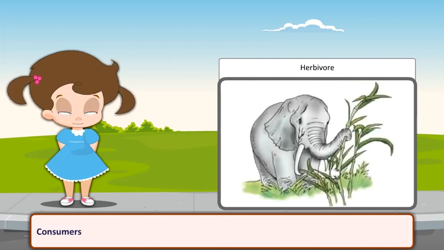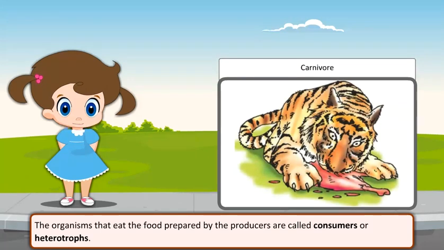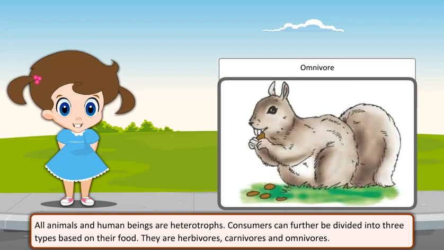Consumers. The organisms that eat the food prepared by the producers are called consumers or heterotrophs. All animals and human beings are heterotrophs. Consumers can further be divided into three types based on their food. They are herbivores, carnivores, and omnivores.